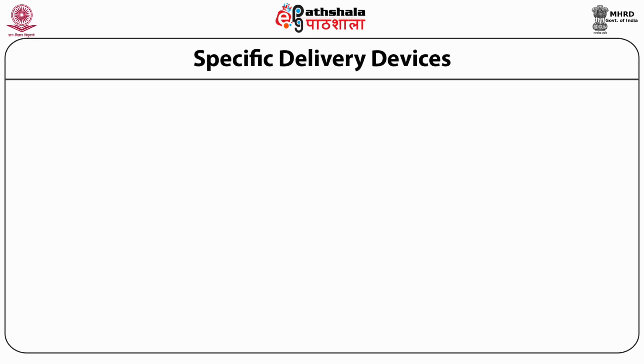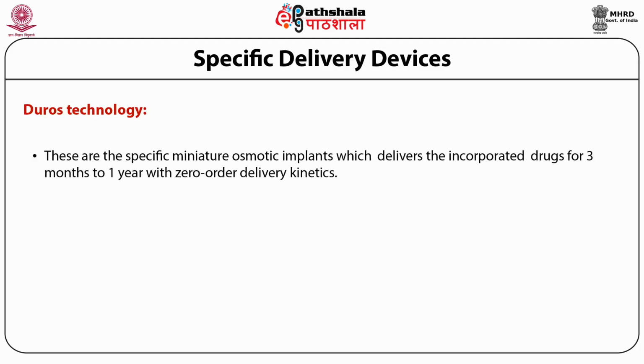Now come to the last category. You already learned in the beginning that the osmotically active drug delivery system comes from three categories. One is implantable, another one is oral. Now this one is the last: specific delivery devices. An example is Doros technology. So what is Doros technology? These are specific miniature osmotic implants which deliver the incorporated drug for 3 months to 1 year with zero order controlled release kinetics. So it is an implant, and it can also be an example of implantable or injectable devices.